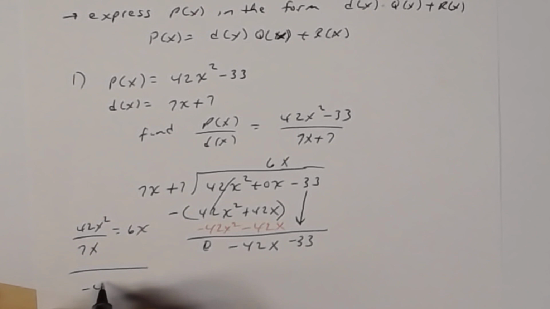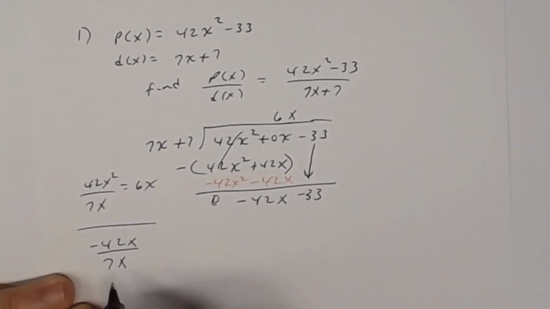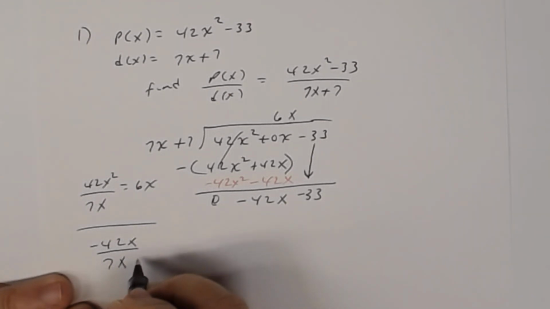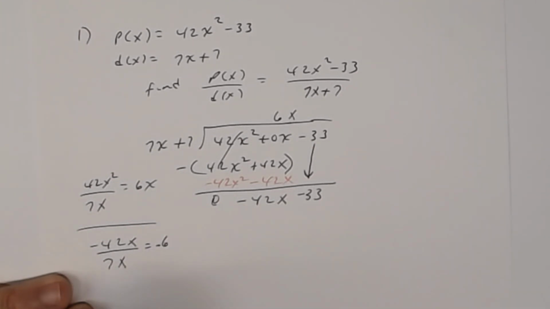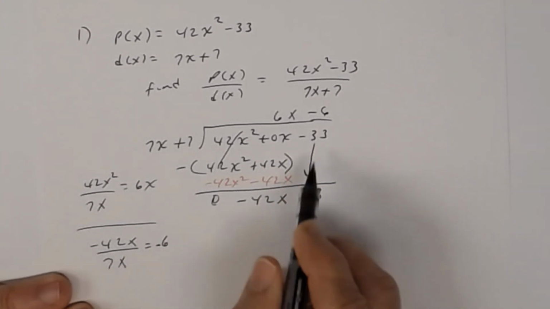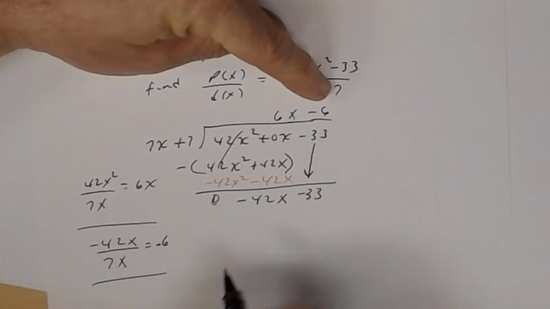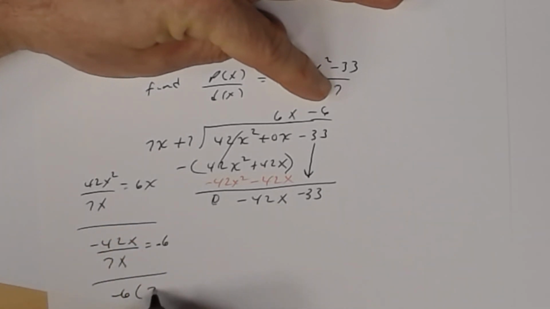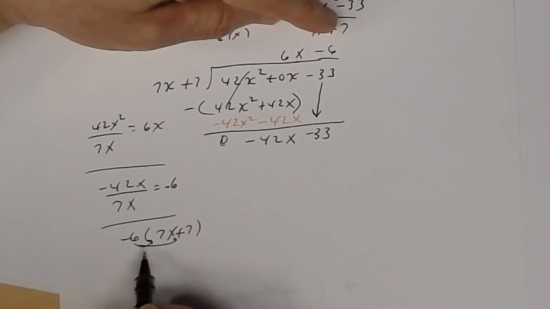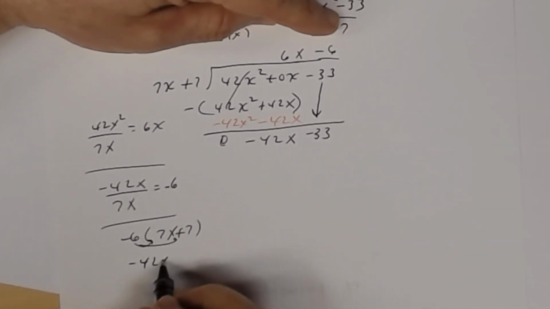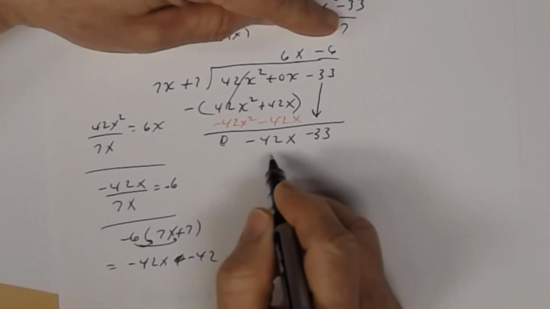So negative 42x divided by 7x is going to be a negative 6. Okay, because x divided by x is 1. So that goes here. And then you multiply. Negative 6 times 7x. Remember, what you're doing is taking this right here, and if you have to write it, you write it, times the divisor. Okay? And then you distribute. So when I distribute, I get negative 6 times 7x is a negative 42x, and a negative 6 times 7 is a negative 42. And so that's going to go here.